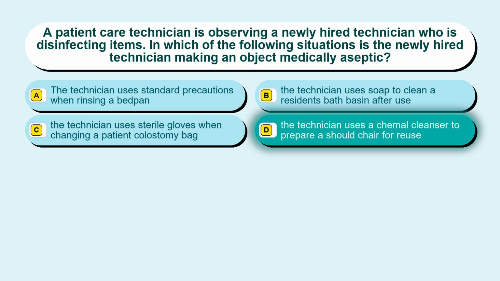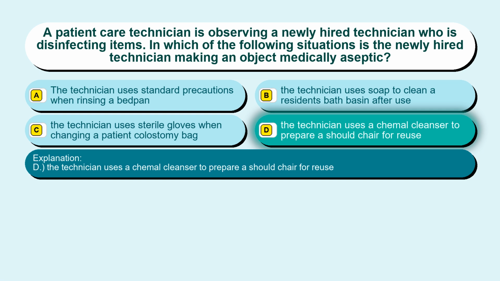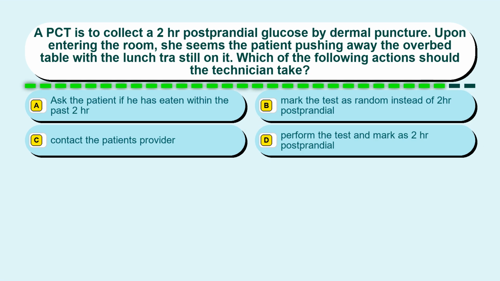The correct answer is option D, the technician uses a chemical cleanser to prepare a shower chair for reuse. Question 27. A PCT is to collect a 2 hours postprandial glucose by dermal puncture. Upon entering the room, she sees the patient pushing away the overbed table with the lunch tray still on it. Which of the following actions should the technician take?